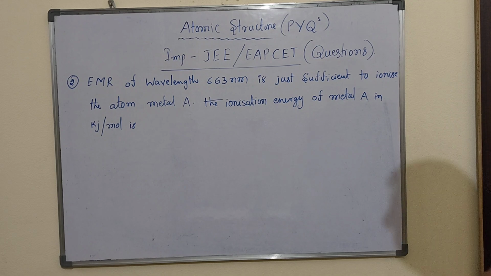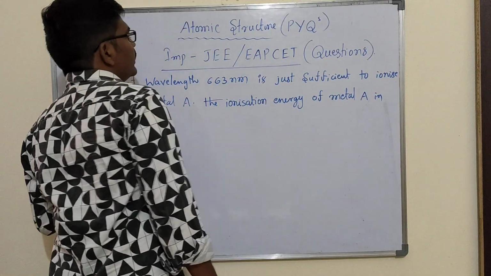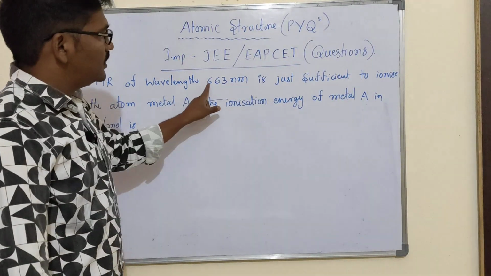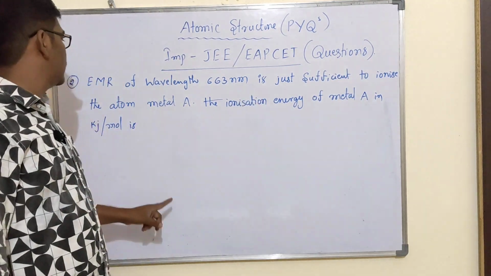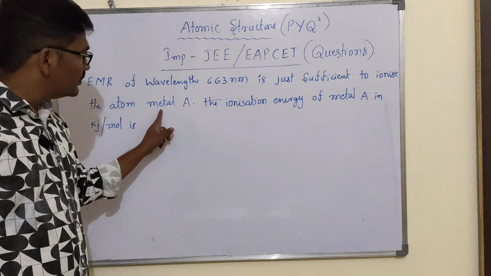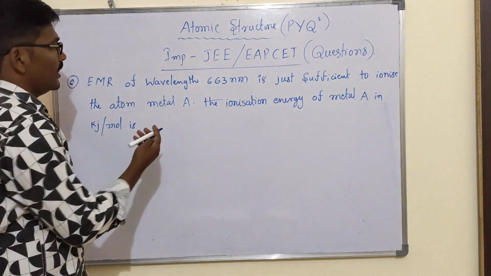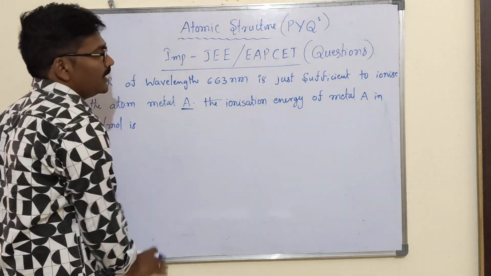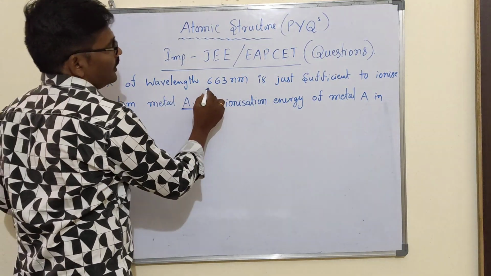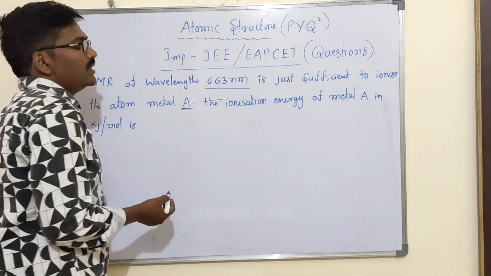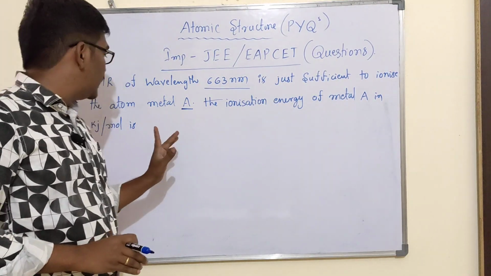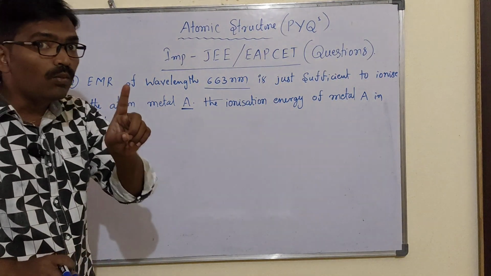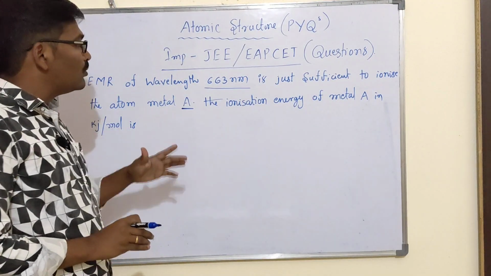Look at the next question. EMR of wavelength 663 nanometers is just sufficient to ionize the atom of metal A. So atom వచ్చేసి metal, so metal A ని ionize చేయడానికి the wavelength 663 nanometers is just sufficient. The ionization energy of that metal A in kilojoules per mole, you have to remember, per mole.